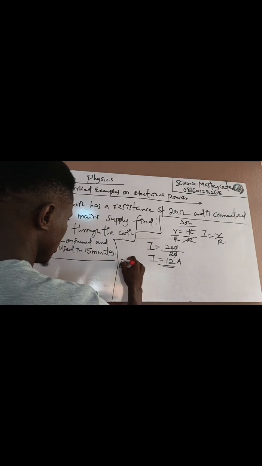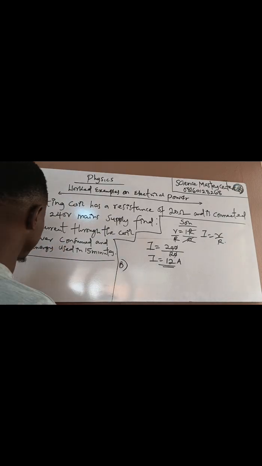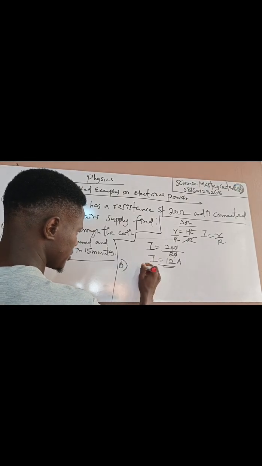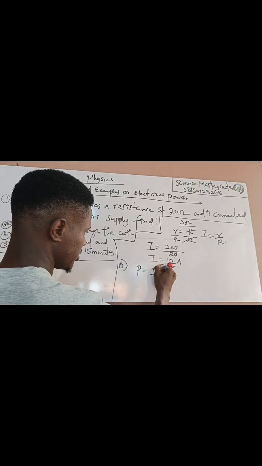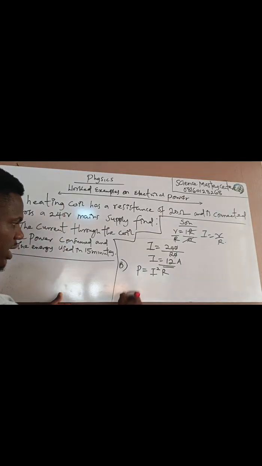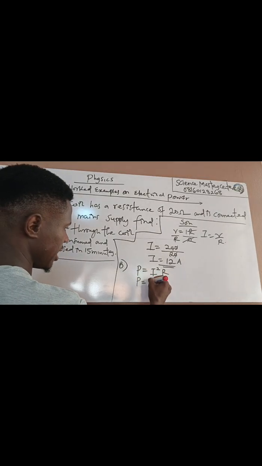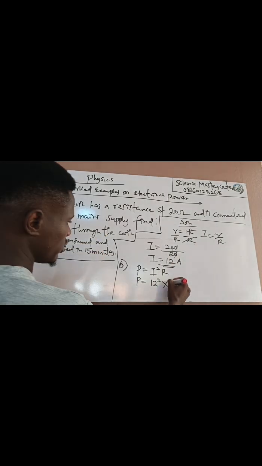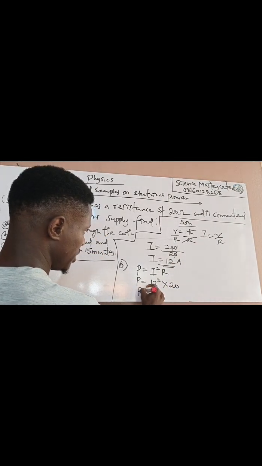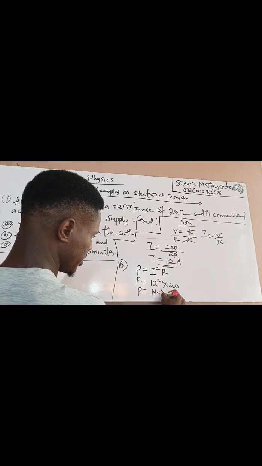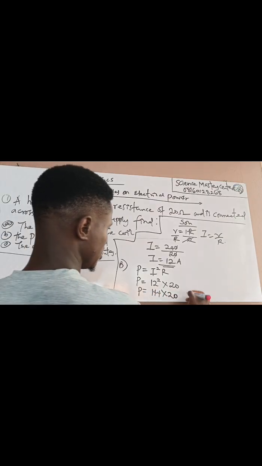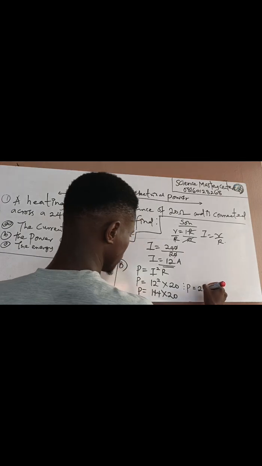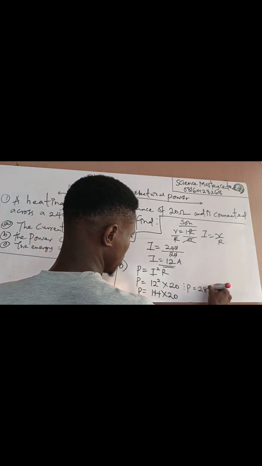Now B. B says that the power consumed. Remember your P is I squared R. Okay, so P becomes, what's my I? That's 12 squared times, what's my R? My R is 20. So your P in this place becomes 144 times 20. Therefore, power in this place becomes 2,880 watts.